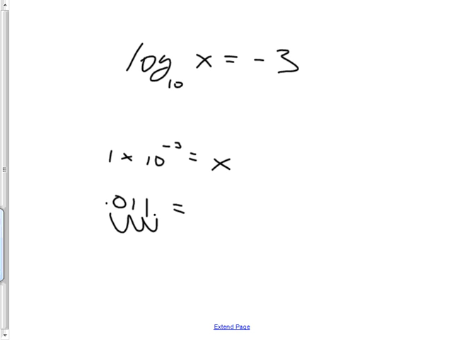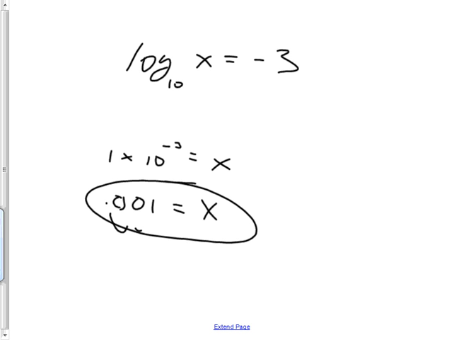0.001, sorry, equals x. There we go. Does that make sense? So once again, there's a negative in the problem. Does that mean that the whole thing's extraneous? No. You can have negatives over here. You can't have negatives there. You can't have negatives there.